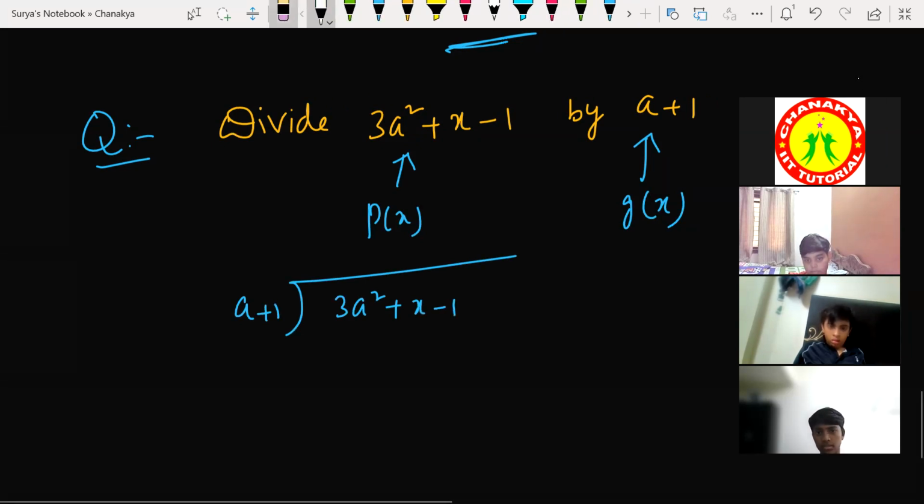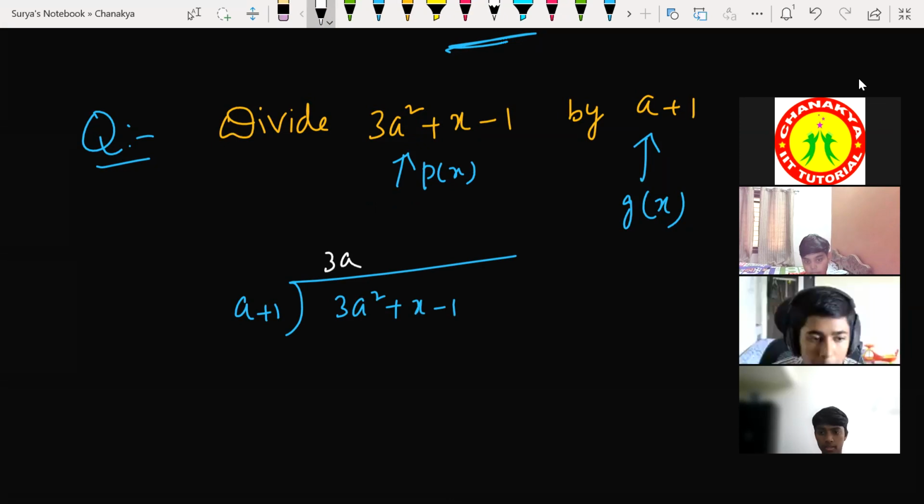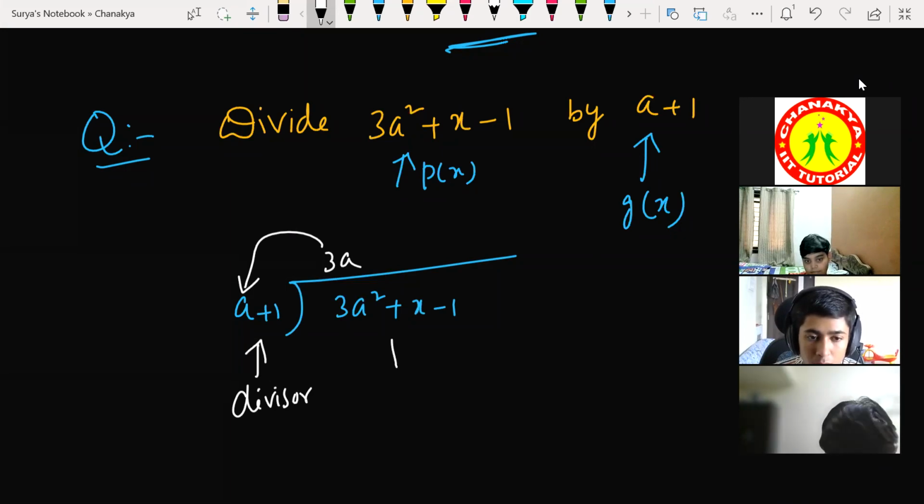My first and foremost step is what? We divide with a, with 3a. What is going to be my first term in the coefficient? 3. So to get 3a square, with what term? Let me talk for one second, Kana. Once I talk, please ask it out. With what term am I supposed to multiply this a plus 1 so that I'll get 3a square? This is my divisor here. This is my dividend.